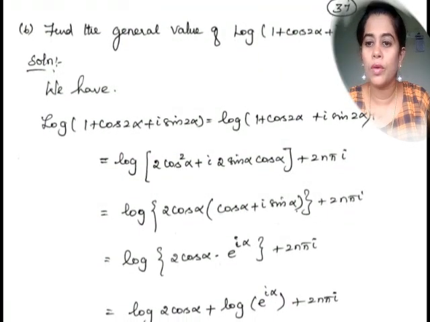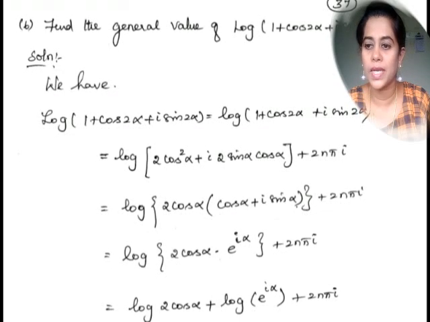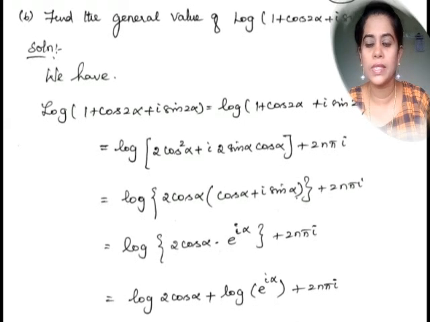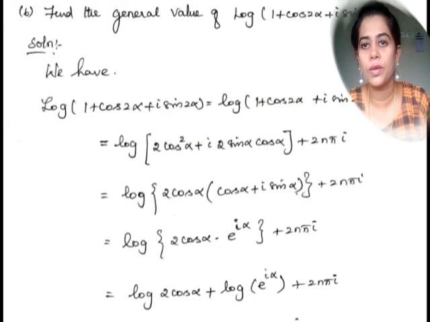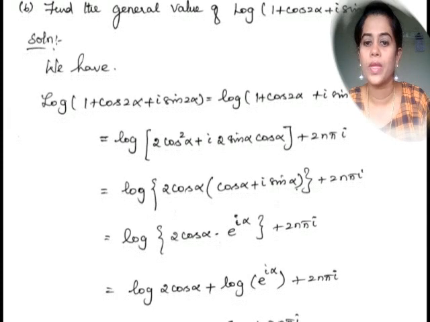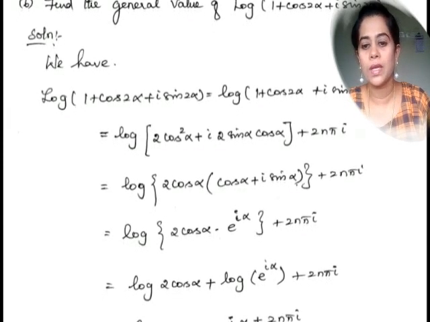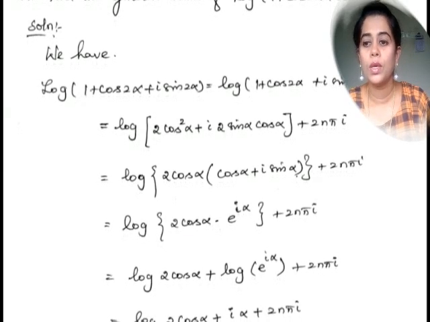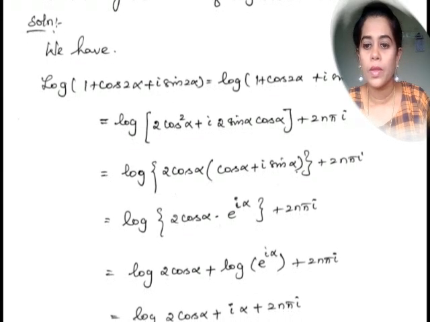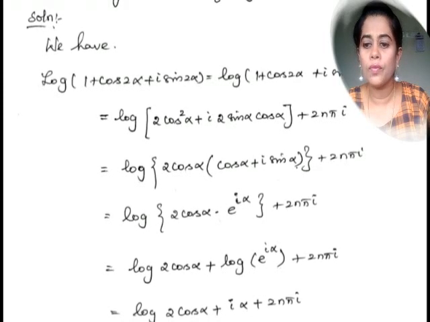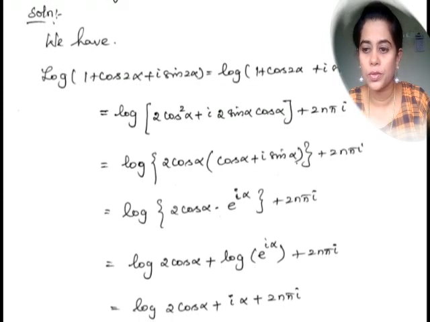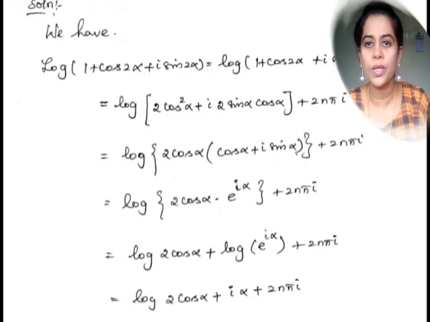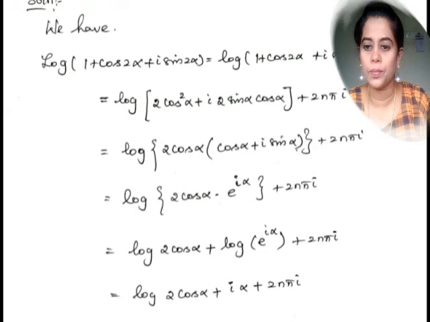Find the general value of log of 1 plus cos 2 alpha plus i sin 2 alpha. This is very simple, very easy. Here they are asking you to find the general log. So therefore the general value, capital Log of 1 plus cos 2 alpha plus i sin 2 alpha, we can write as log of 1 plus cos 2 alpha plus i sin 2 alpha plus 2n pi i, because we are finding the general term.